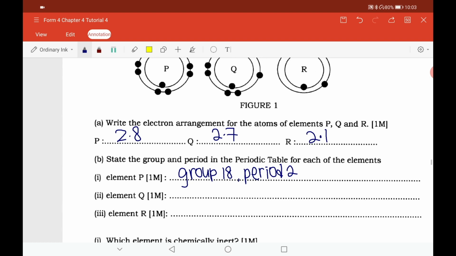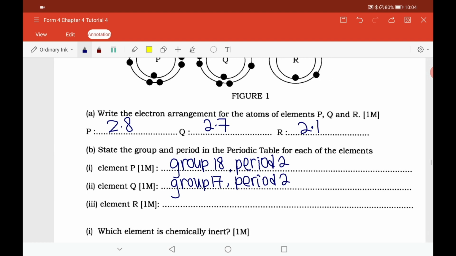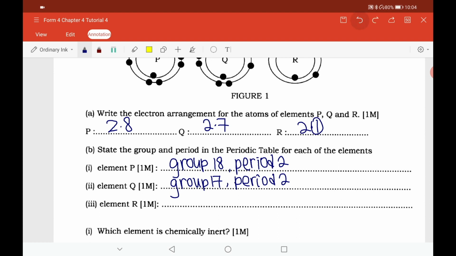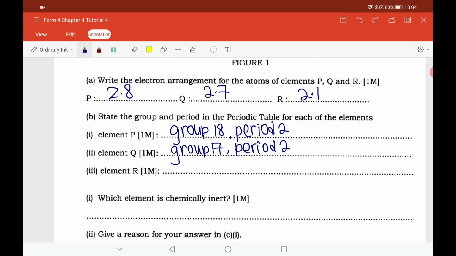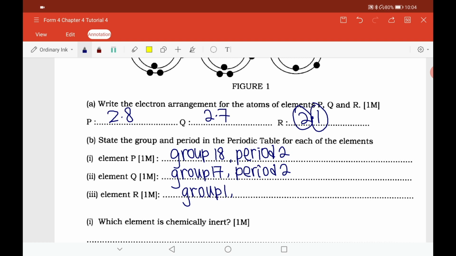So what about element Q? Element Q has 7 valence electrons. So 7 valence electrons is group 17. It also has 2 shells, so it's period number 2. For element R, we have 1 valence electron. So with 1 valence electron, it is in group number 1. Okay, group 1. It also has 2 shells here, so it's period number 2. Okay, so this is very straightforward.